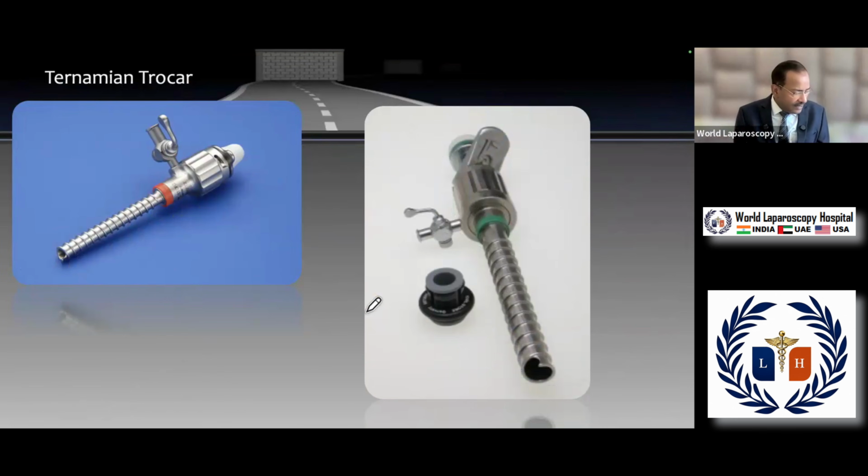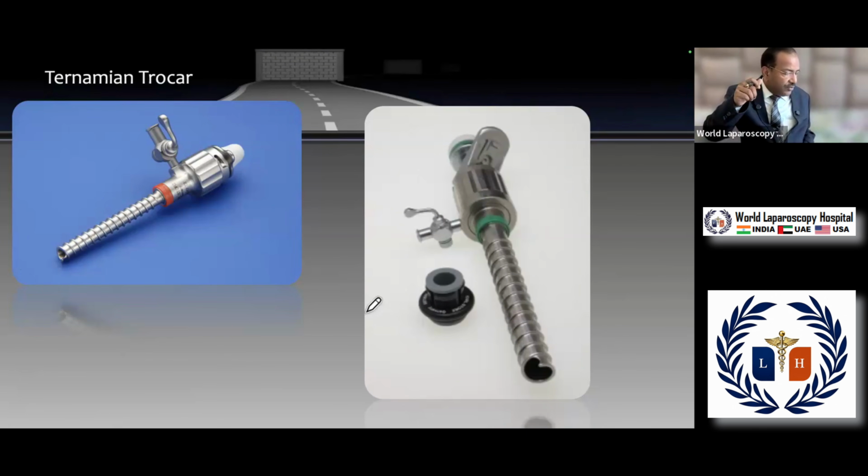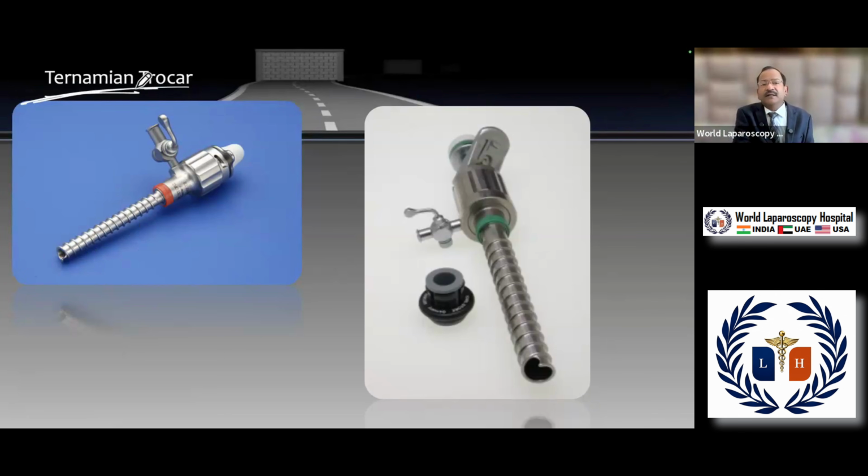After that, there is a Thrumanian trocar. The trocar has a thread, and you just put it there and keep on screwing, and with the screwing, because it has a thread, it will enter. Thrumanian is a German surgeon who invented it. This is called the Thrumanian trocar.